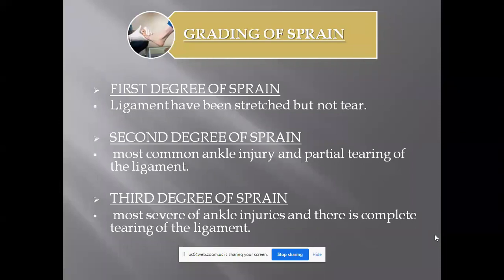Now we'll go with grading of sprain. The first degree is where the ligament has been stretched but not torn. Second degree is the most common ankle injury, with partial tearing of the ligament. The third is the most severe of ankle injuries, with a complete tearing of the ligament.